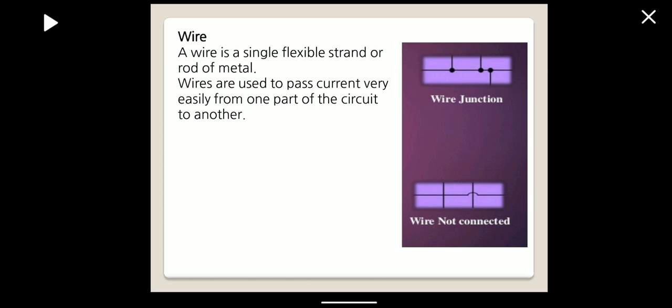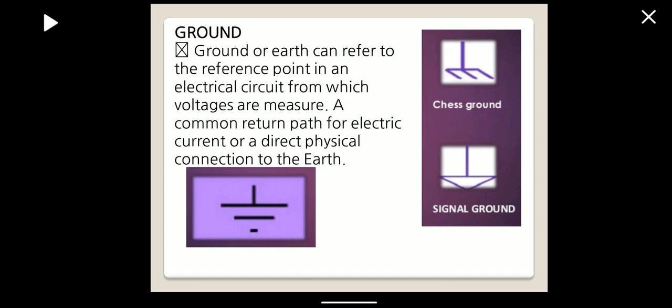The dot represents a junction, which means it spreads the current into different paths. The second diagram is wire not connected, which means it is an open wire. Current flows through the wires and is not distributed at that point where they cross, because it is a different wire. So it is shown like this, and the junction wire is shown with a dot.